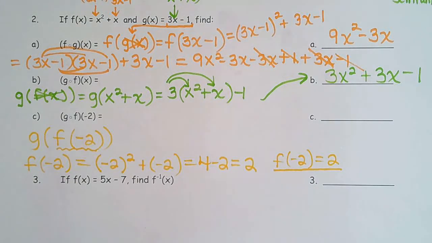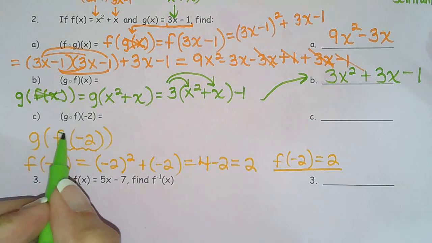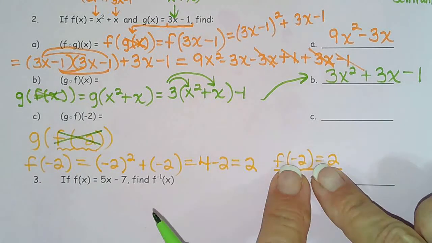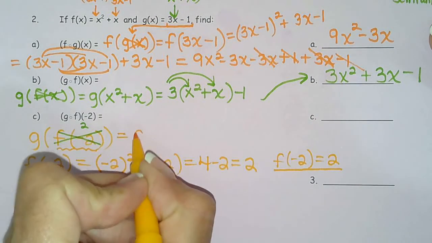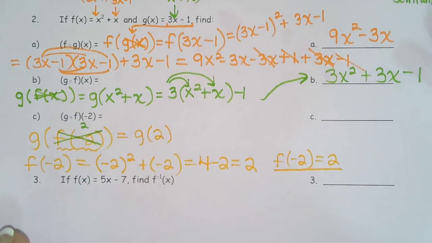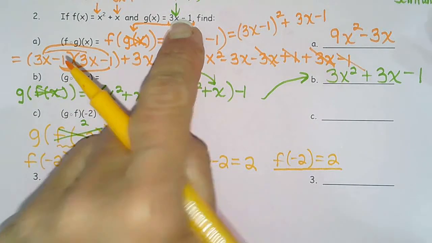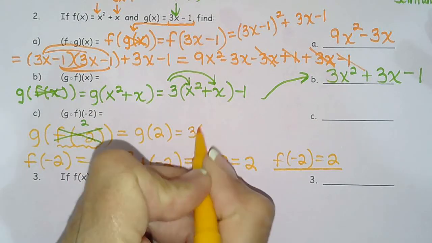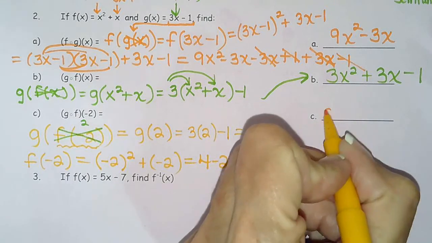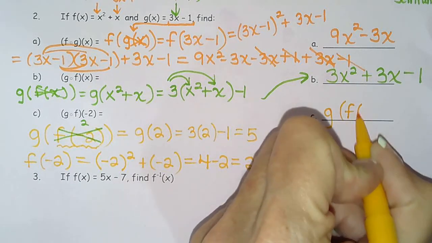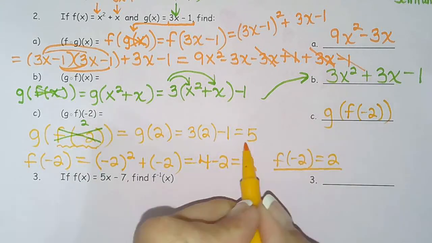So now we go up here and say, oh, I can replace f of negative 2 with 2. So to find my final answer, I'm really just evaluating g at 2. So now I go into g. Wherever I see an x, I plug in a 2. So 3 times 2 minus 1. 6 minus 1 is 5. So I know that g of f of negative 2 is just 5.